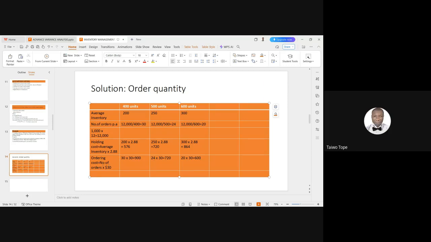Now, what will be your total cost? When it is 400 units, your total cost will be what?